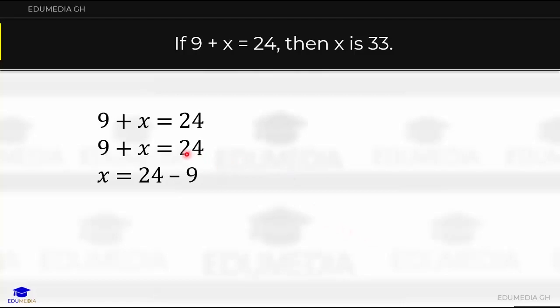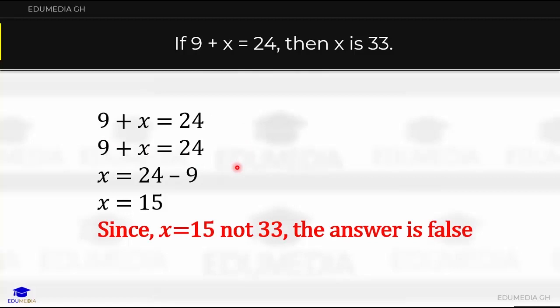Doing the necessary grouping of like terms, we have x, moving this to this side, x equals 24 minus 9. That is moving 9 to the other side. So we have x to be 15. This means that x is not 33. So since x is not 33, the statement is false.